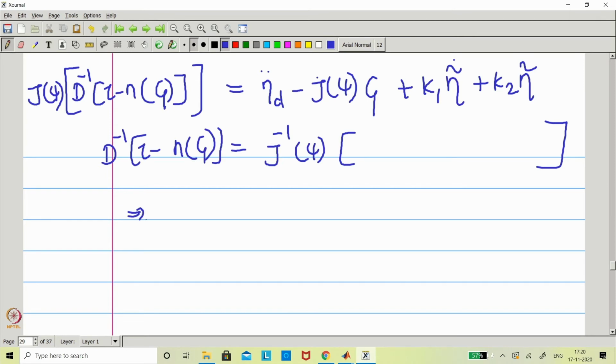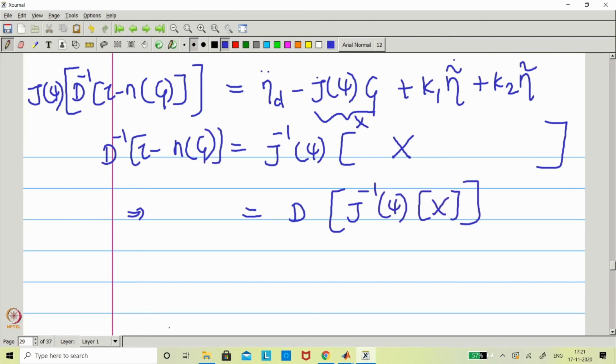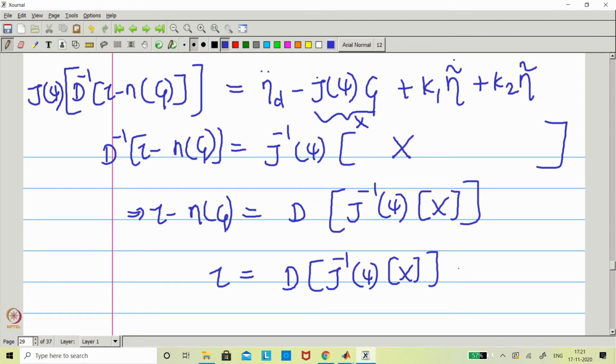I again rewrite this, calling it capital X. So what remains is D into J inverse of psi multiplied with capital X, which is tau minus n of zeta. So I am writing tau as D into J inverse of psi times X.